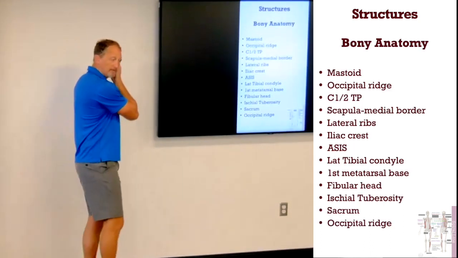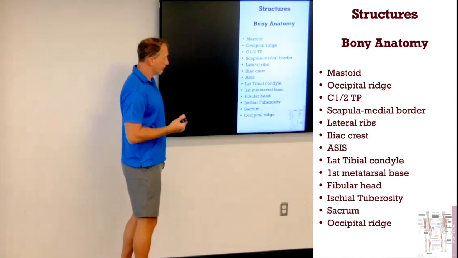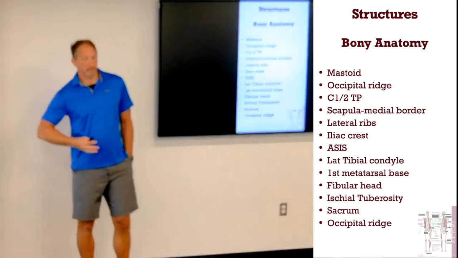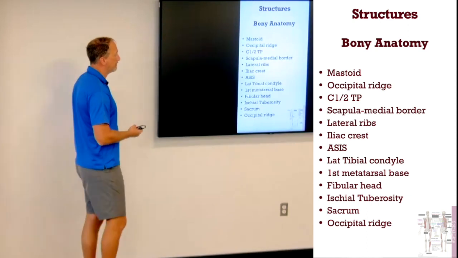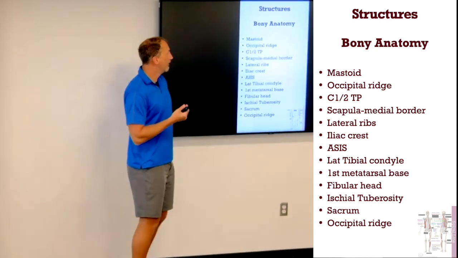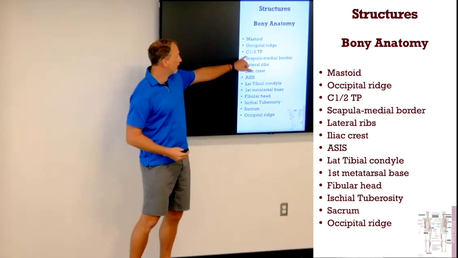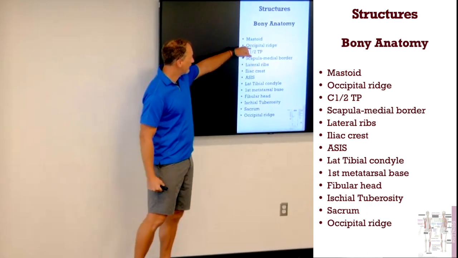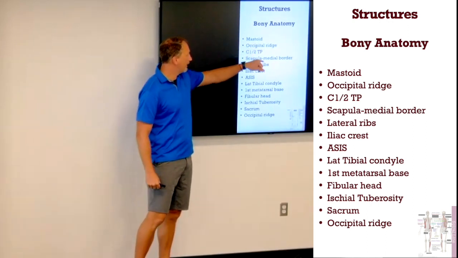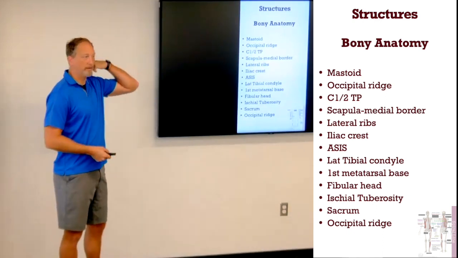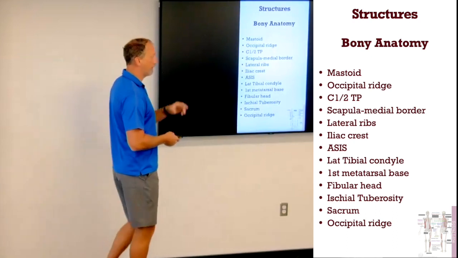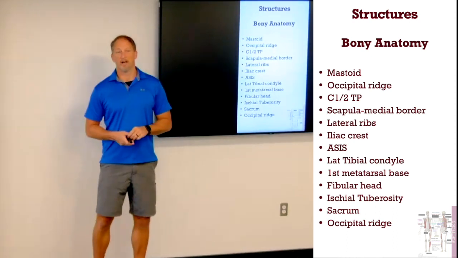From a bony anatomy standpoint, again, we're talking about a lot of soft tissue in the spiral line, which means we're going to have a lot of connection points. If we just think about these top three, the mastoid, the occiput, and the transverse processes of C1 and C2, that's all very high up in the cervical spine. That's very high in the line.